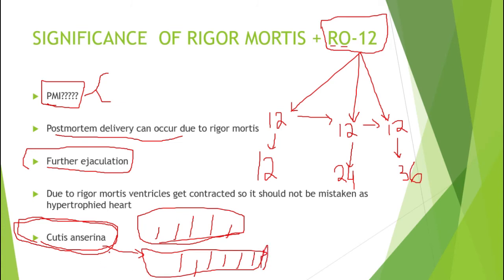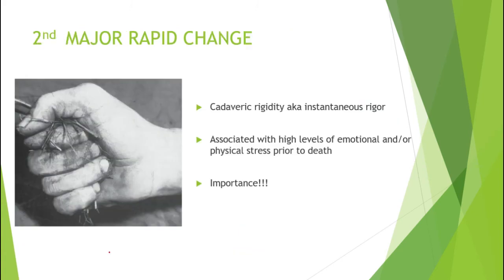And why do we need to call it cutis anserina? Because if you call it goosebumps or goosey skin, no one is going to respect you as a forensic scientist or a medical detective. So that's all about rigor mortis, and then we go to the second rapid major change.